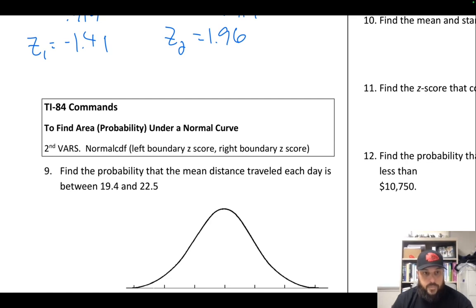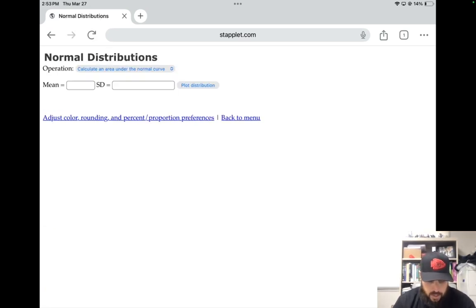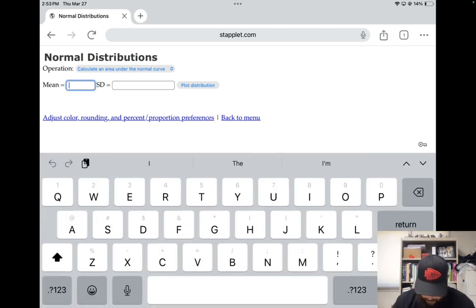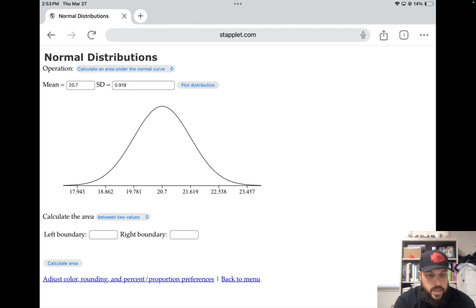And so taking both of those, if we go to Stapplet, and then we go under probability, we have our normal distribution. Click on that, we can type in our information. So our mean was 20.7, and our standard deviation was 0.919. We want the area under the curve, so we're going to plot that distribution.